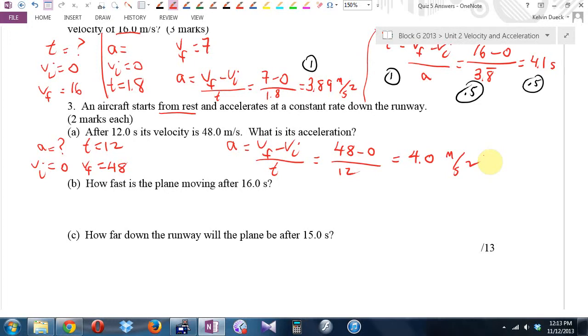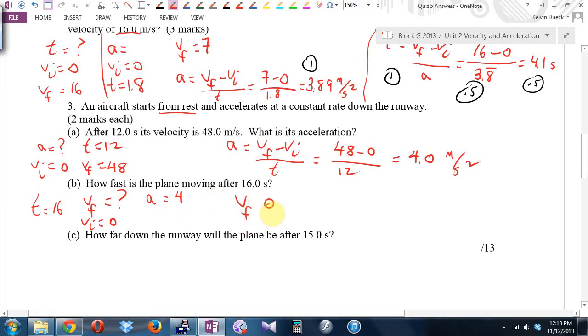How fast is the plane moving after... Okay, so now T is 16. They want V final. I guess we still start from rest. And I now know the acceleration is 4. I'm going to have to use an answer from part A this time. V final equals V initial plus AT, I can cross that out. It's going to be 4 times 16, 64 meters per second, yes?